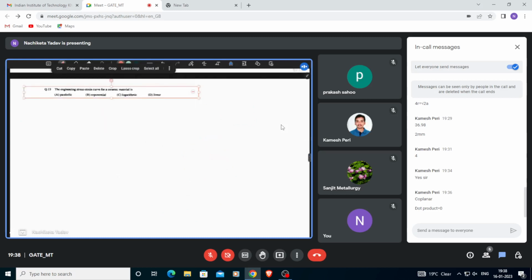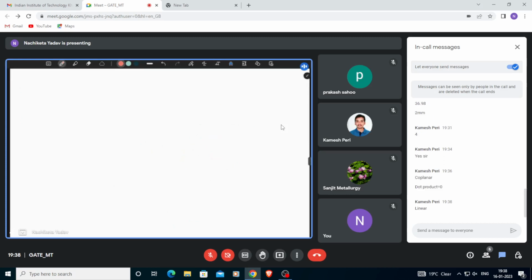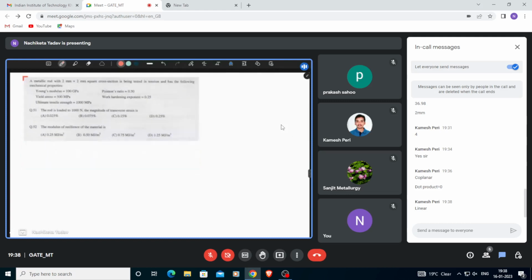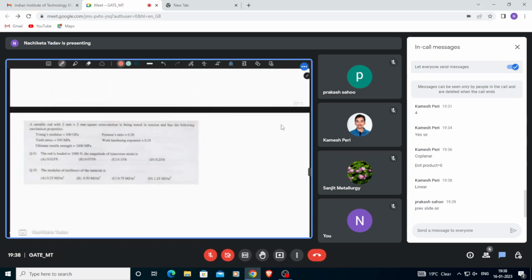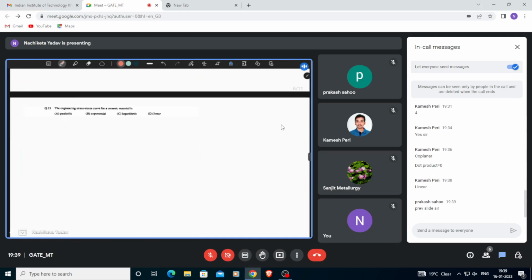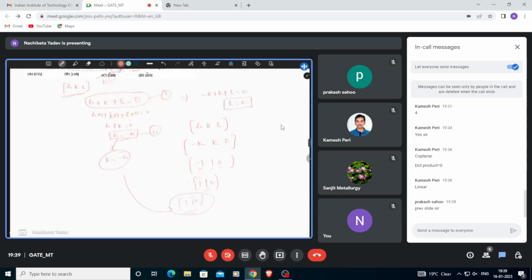The engineering stress curve for a ceramic material is, what will it be? This is a one-mark question. Linear, yes, it should be linear. This is a good question, you can try. Ceramic is a brittle material, that's why we get a straight line, linear. And the previous slide means you were saying about this one.